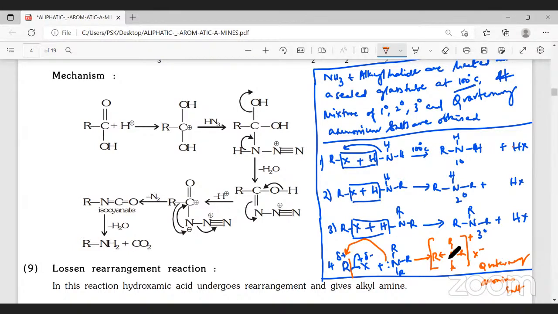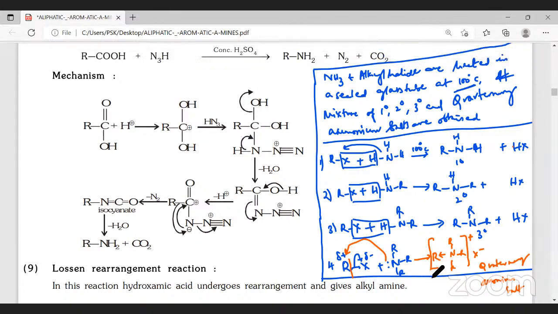If you observe, this quaternary ammonium salt has three types of bonds. The three R to N bonds are covalent bonds. The fourth R to N bond is a coordinate bond. And there is a positive and a negative charge, so we have an ionic bond. So this quaternary ammonium salt has covalent, coordinate, as well as ionic bonds. This is called Hoffman's alkylation, or ammonolysis, or aminolysis.